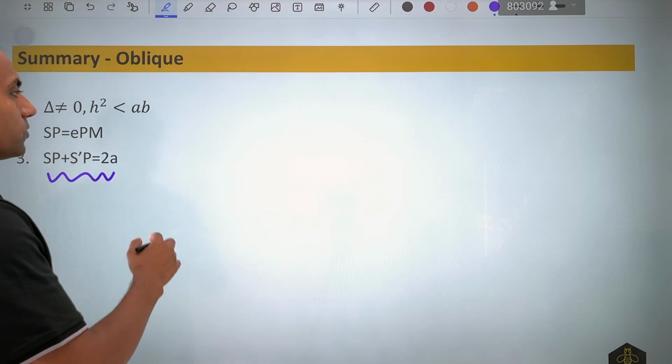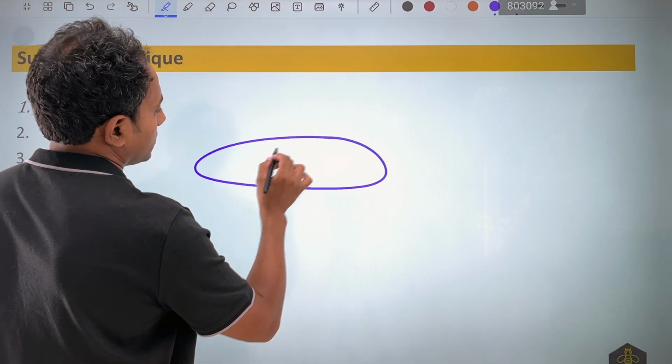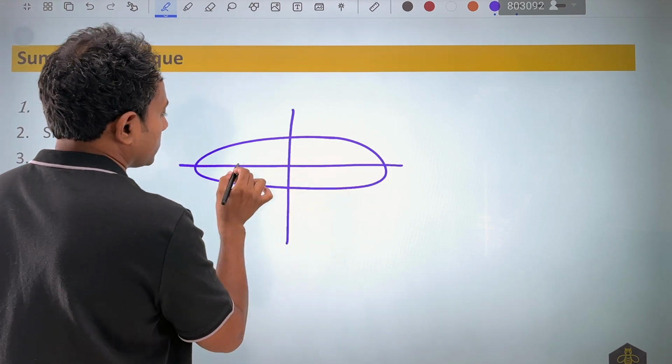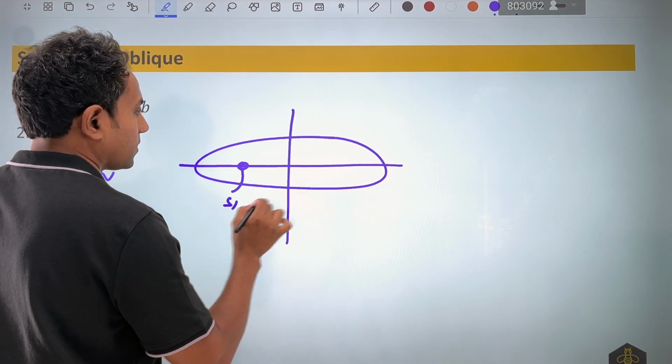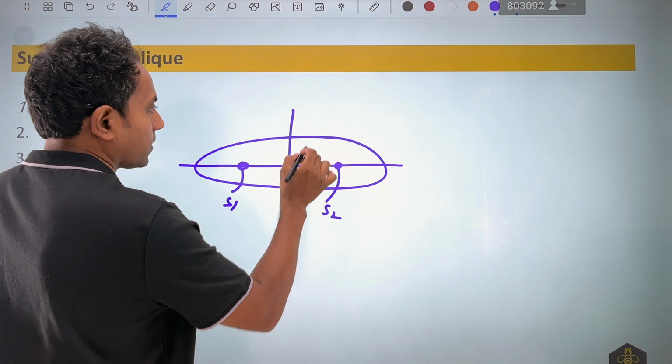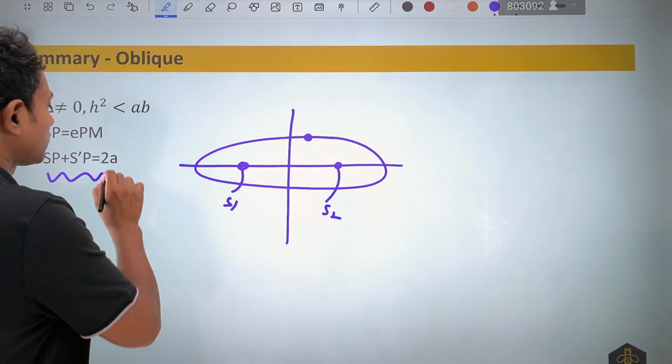This we missed out. So in an ellipse, if they have given you two things, one is this focus S1, another is this focus S2, and the length of the major axis.